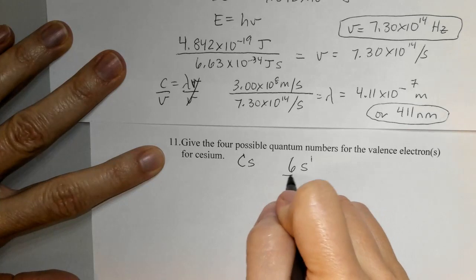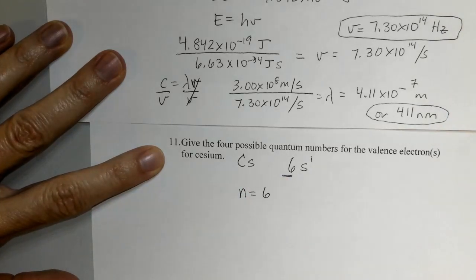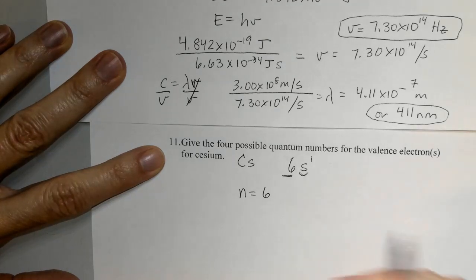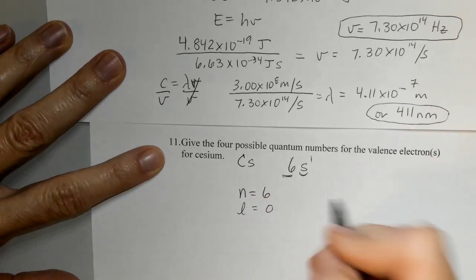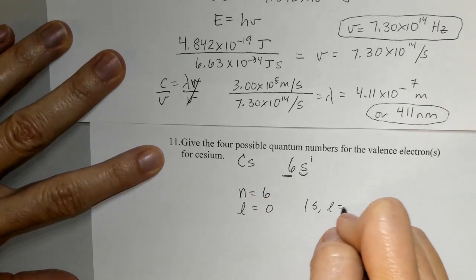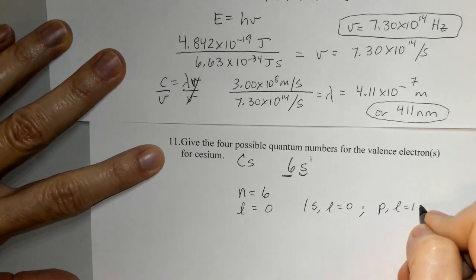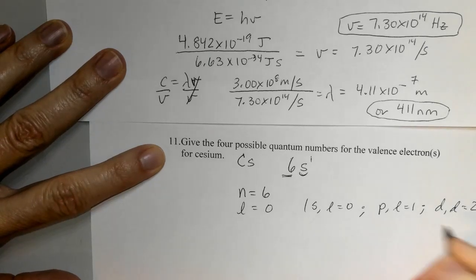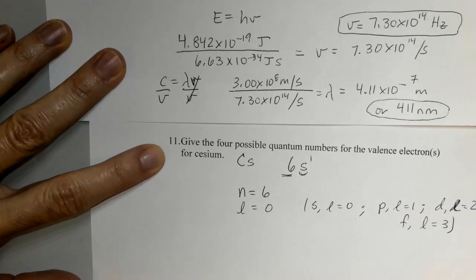Because we're in the 6th row, we know our n is equal to 6, the principal quantum number, nice and easy. Because we're in an S subshell, we know that our L value is 0. When it's S, L is equal to 0. If it's P, L is equal to 1. If it's D, L is equal to 2. Sorry, that's supposed to be an L. And if it's an F, your L value is equal to 3.